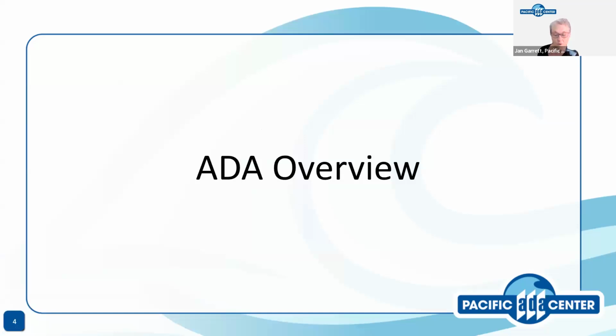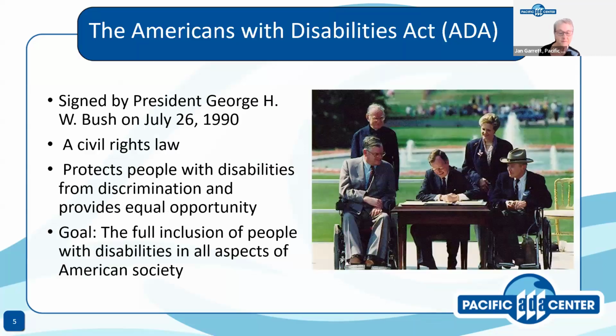So we're going to start with an overview of the ADA. The ADA was signed into law by President George H.W. Bush on July 26, 1990. So we just passed the 34th anniversary of the ADA. This picture actually shows George H.W. Bush signing the ADA with advocates around him that helped to ensure that the ADA was passed.